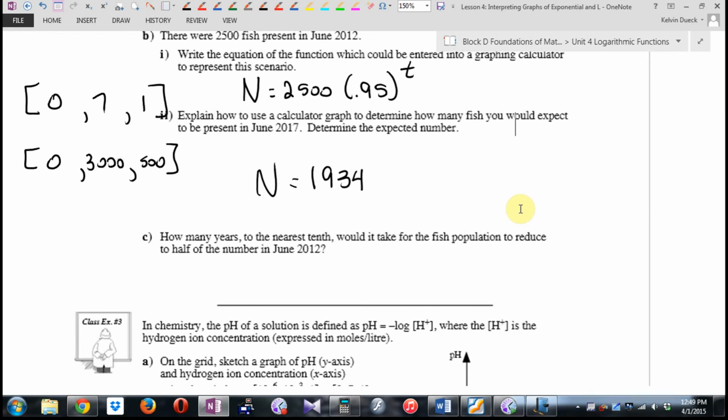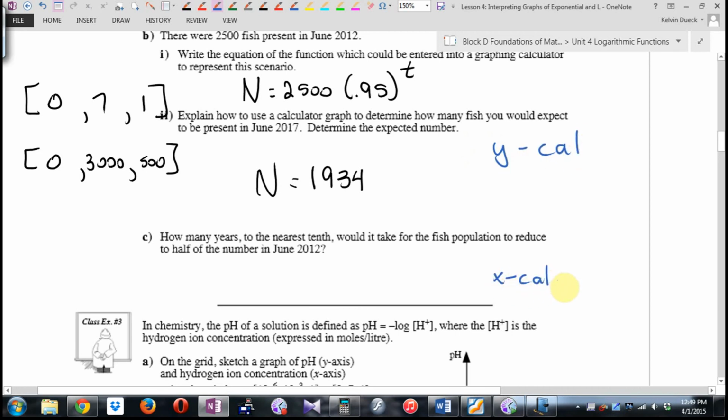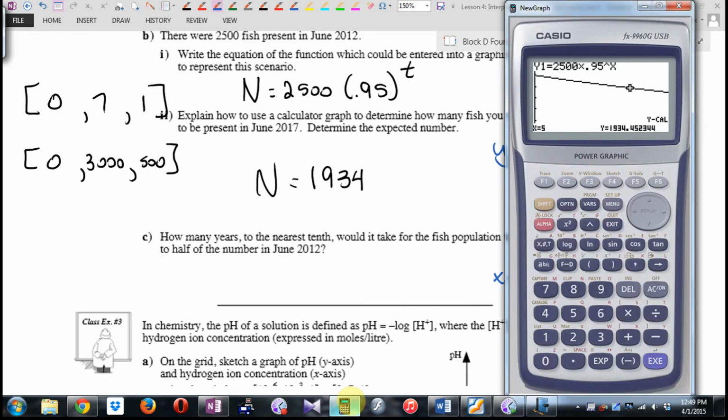Okay, I'm going to do an X cal. By the way, up here they wanted us to write how we did it. You can make a little note. We did a Y cal, and we're going to do an X cal. Can you keep reading part C to me, Logan? How many years to the nearest tenth? Okay, to half. That's the Y value they want me to enter. What Y value am I going to enter?